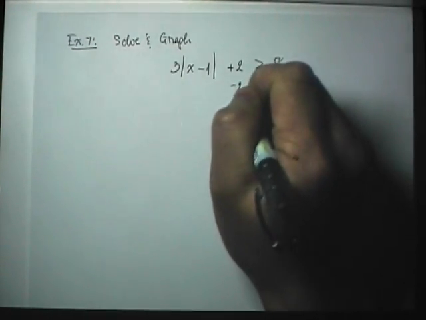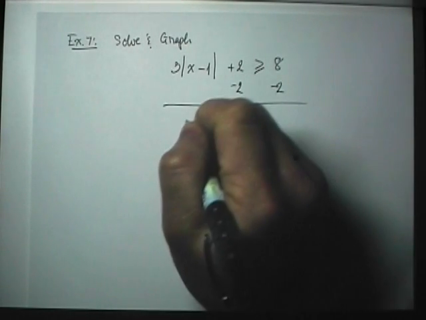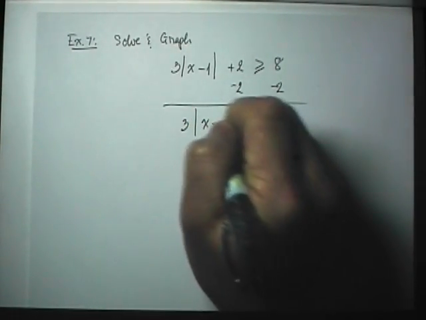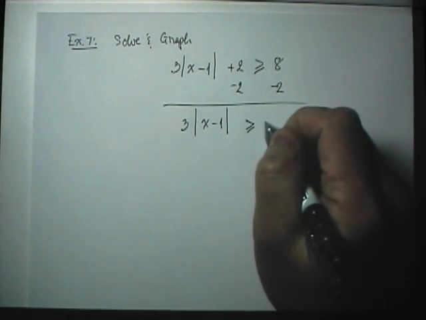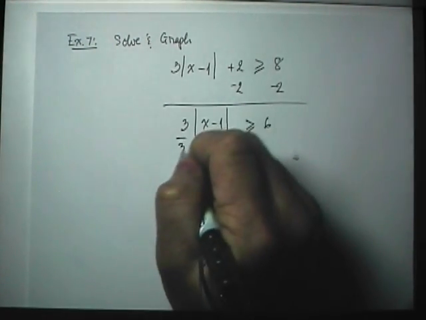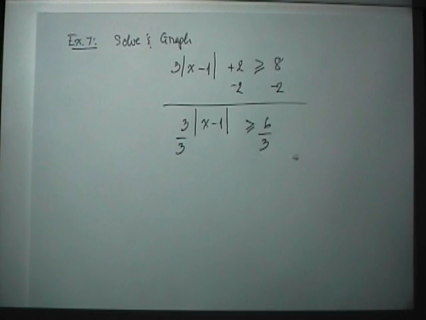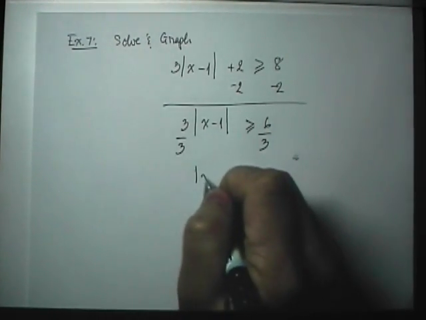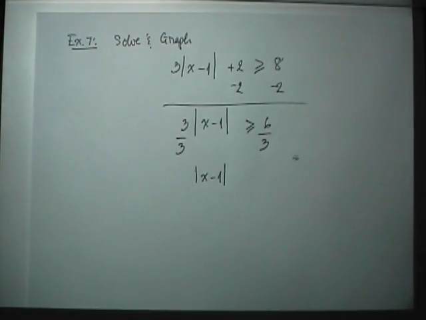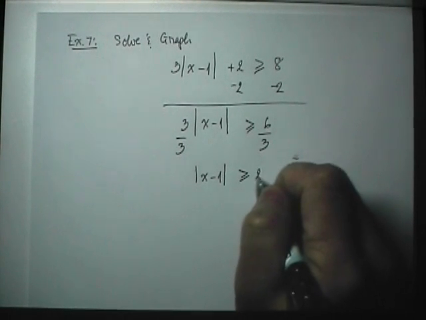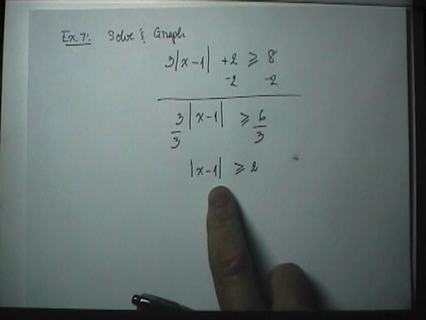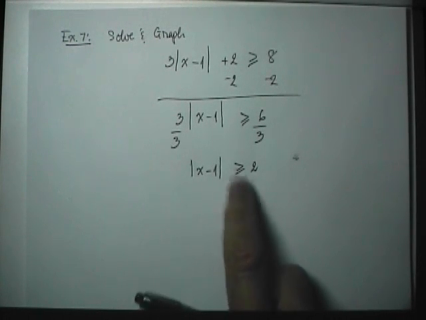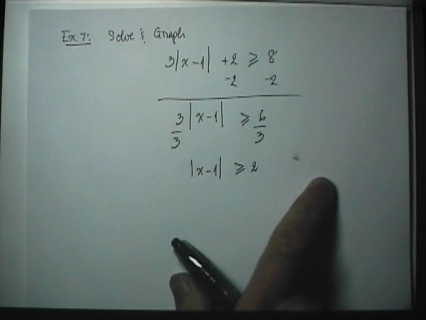what I need to do is subtract 2 from both sides, and that gets me 3 absolute value of x minus 1 greater than or equals to 6. And now I can simply divide both sides by 3. And that gets me 1 absolute value sign of the whole x minus 1 greater than or equals 2. And here I ended up with my inequality in one of the ordinary forms. And in this form, you can see that the inequality is pointing to the right hand side.